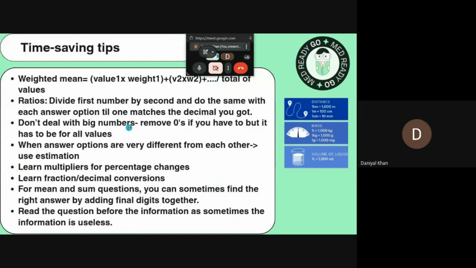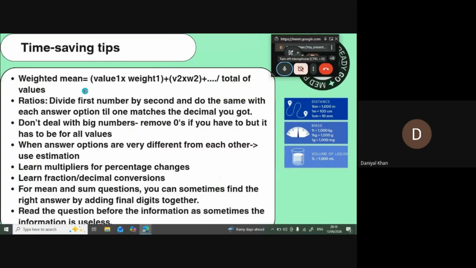And then I'll quickly go over the time-saving tips. Learn these formulas, guys. So your weighted mean is your value times your weight 1 plus your value times your weight 2 plus your value x times your weight x, and then divided by total values. And that's how you do weighted mean.